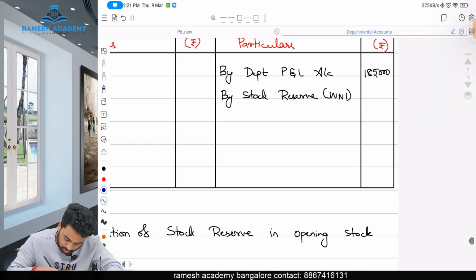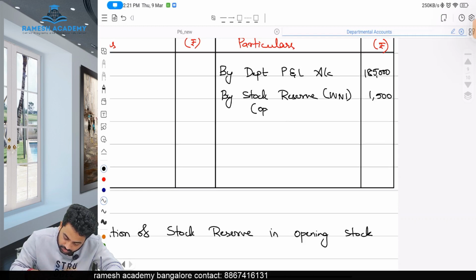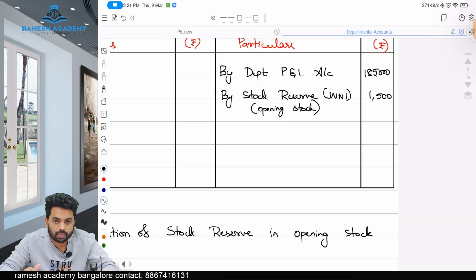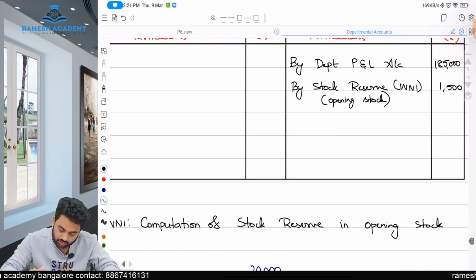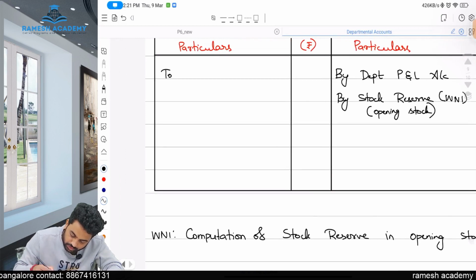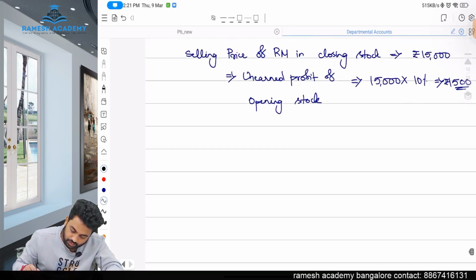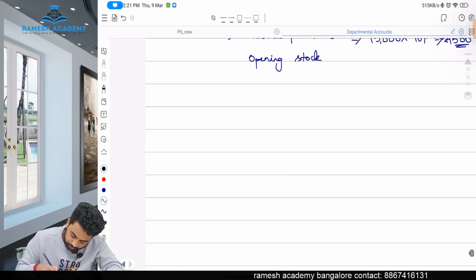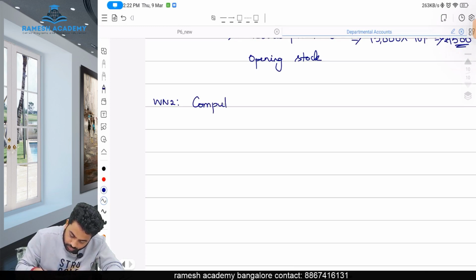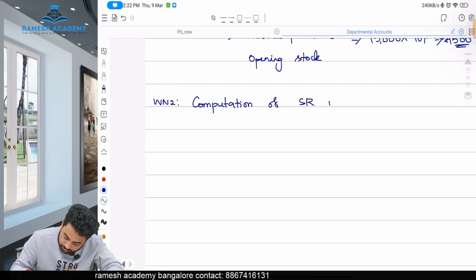This is on opening stock, right? 1,500. This is the opening stock. And also from closing stock we have to eliminate stock reserve. Okay. Working note number 2. Computation of stock reserve in closing stock.